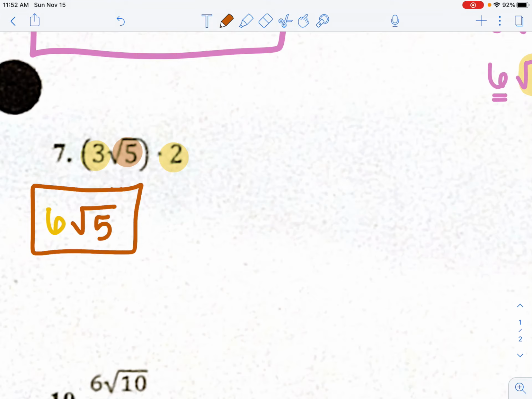Okay, I can't multiply 2 and radical 5 together because they're not like terms there. They're not the same thing. One's a coefficient and one's a radical.